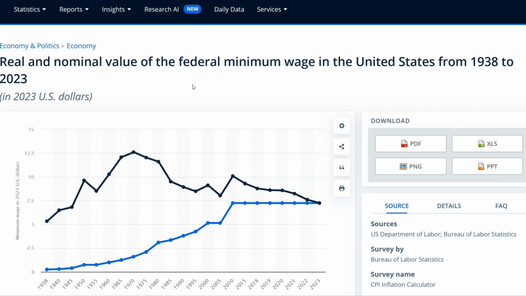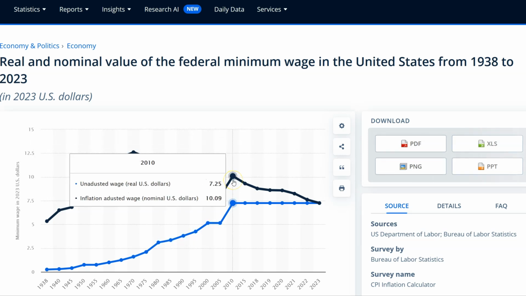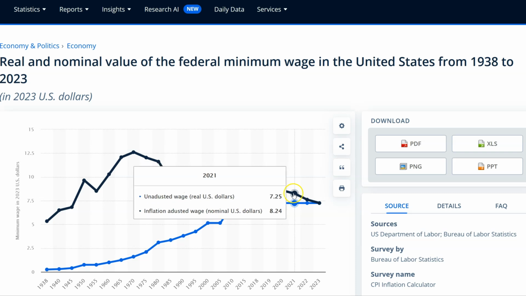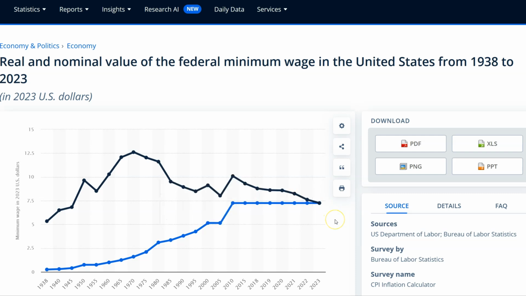As far as real wages, the minimum wage would have topped out somewhere around 1970 at an inflation adjusted wage of about $12.61 in today's dollars, or 2023's dollars. And the last adjustment you see at the federal level here is shown as 2010, but it was passed in 2009. The federal level set at $7.25 would have been equivalent to about $10 an hour today. And then since inflation has taken its toll over time, that $7.25 value goes down.